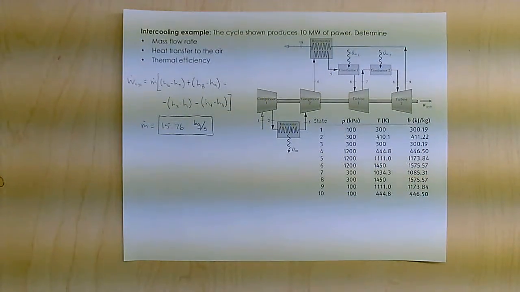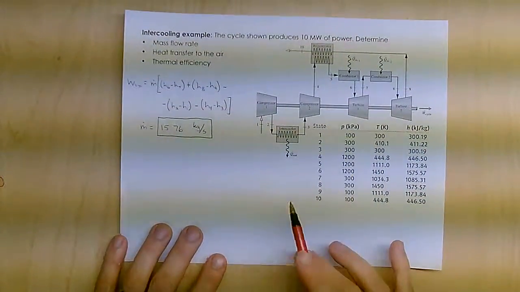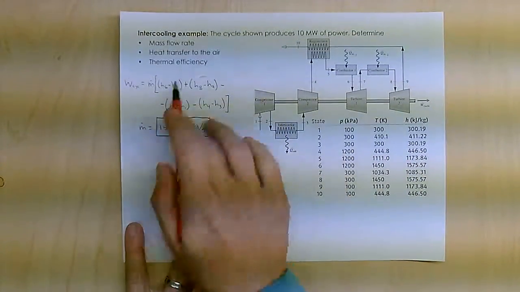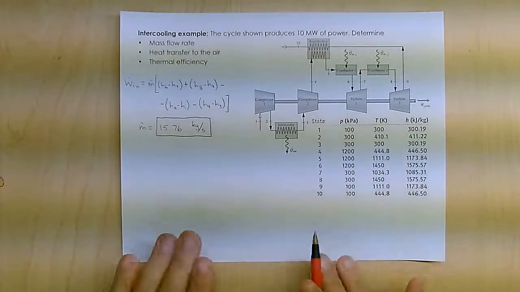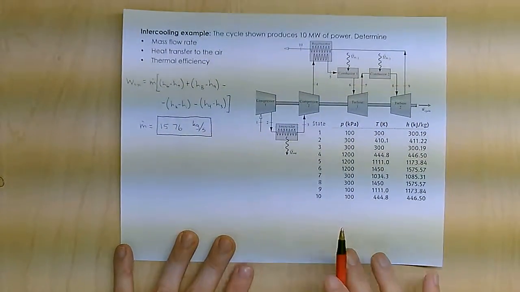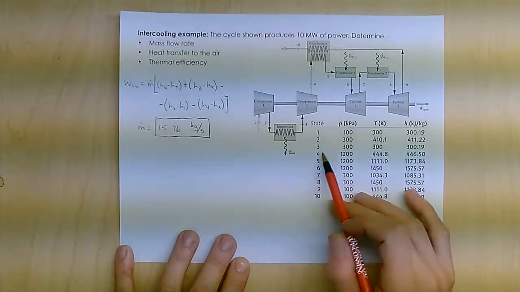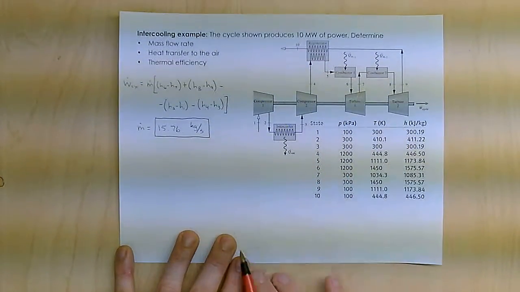So again, as long as I know all of my states, all my H values, this stuff becomes pretty simple. The idea behind the intercooler and the reheat combustor is to increase the amount of work I get out. It doesn't necessarily affect my thermal efficiency that much, but I do get more work out with an intercooler and a reheat like I have here.